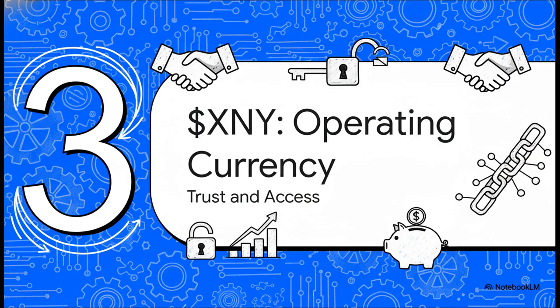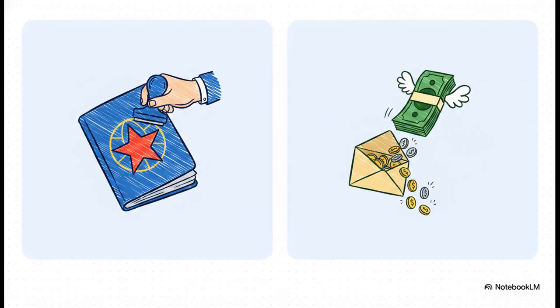All right, Section 3. XNY, the operating currency. And this really illustrates the core insight of the whole protocol. This is where we hit that crucial aha moment regarding how token utility maximizes both trust and adoption. It's the passport versus the paycheck. Think of XNY as your passport. You absolutely need it for platform access, minting rights, paying gas, and staking. It's the control currency. But on the flip side is the paycheck.